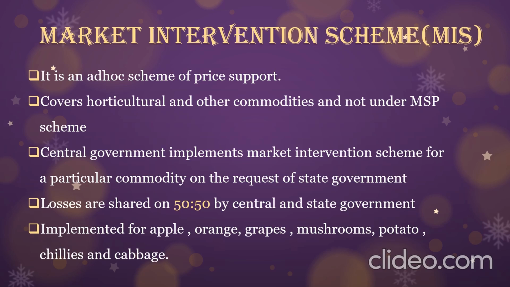So this MIS is approved on the specific request of the state government if they are ready to bear a 50% loss, with a 50% loss borne by the central government or the union territories. Further, the extent of total amount of the loss shared is restricted to 25% of the total procurement value, which includes the cost of the commodity procured plus the permitted overhead expenses. This market intervention scheme is implemented for apple, oranges, grapes, mushrooms, potato, chilies and cabbage and so on.